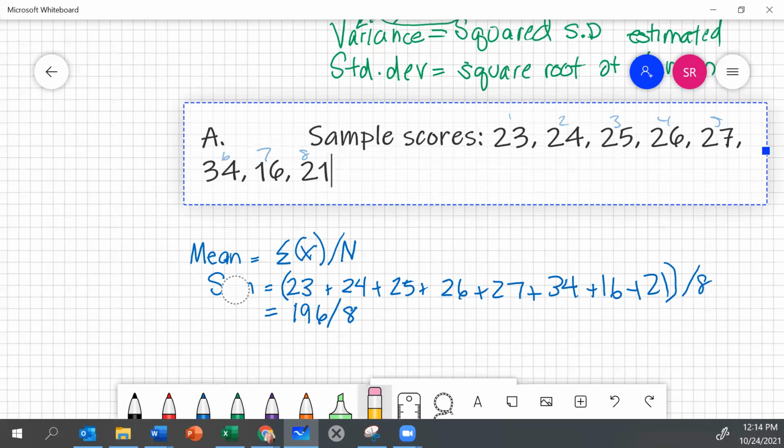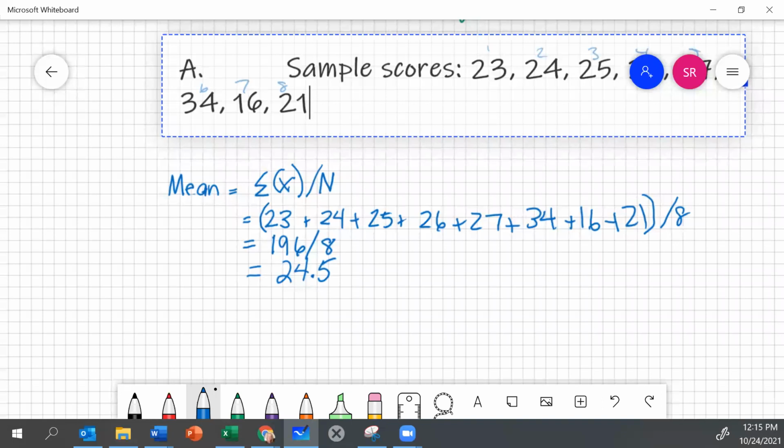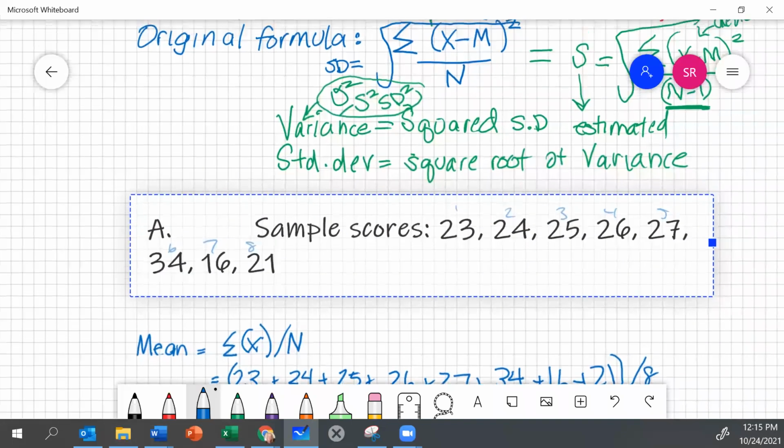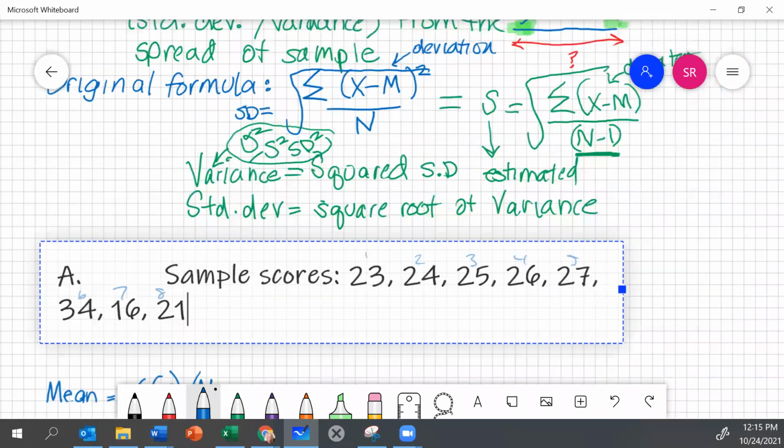I've calculated the sum, but I'm going to erase this word now because I'm actually calculating the entire mean. And so the mean equals 24.5. So that was our first step. Now we know the mean for our sample is 24.5. Now we have to figure out the spread, and we're going to use this formula right here.